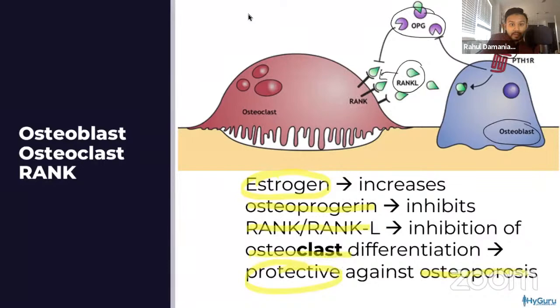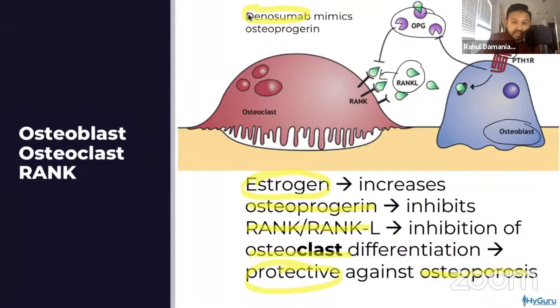So that's why we use selective estrogen receptor medications, such as raloxifene, to help preserve the integrity of our bone and prevent osteoporosis. Another little fun fact: denosumab, which is a monoclonal antibody, mimics osteoprotegerin. And that's why denosumab is going to be used to help protect the bone from degrading.